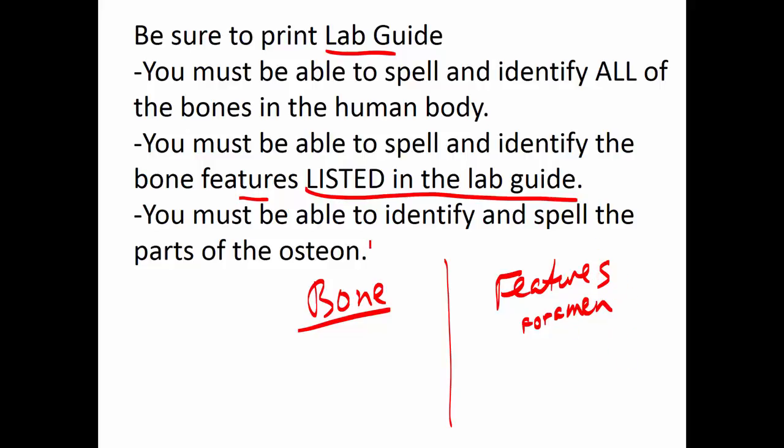All right, and then again, you need to identify the parts of the osteon. So this just gets you ready. So we'll start with our bones of the axial skeleton. We'll do our cranial bones and then our facial bones. And then you'll follow up with your bones for the thorax, the ribs, the vertebral column, then the shoulders, then the arms, then the hips, and then the legs.